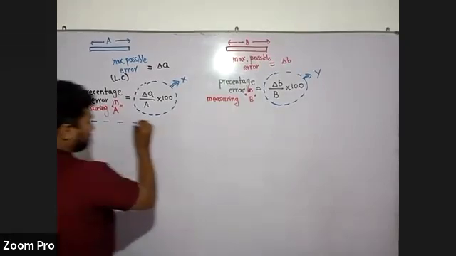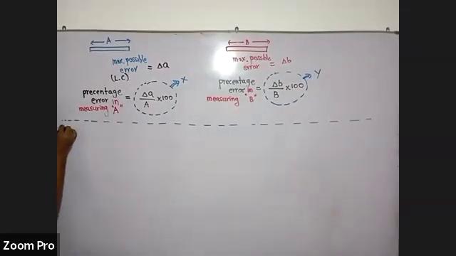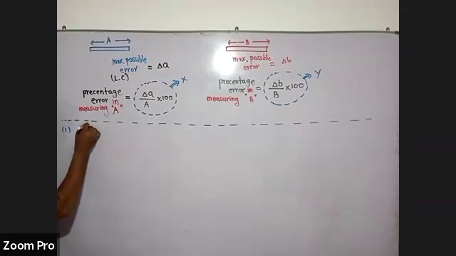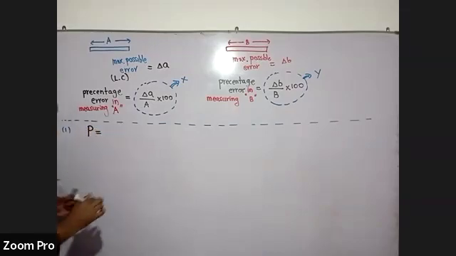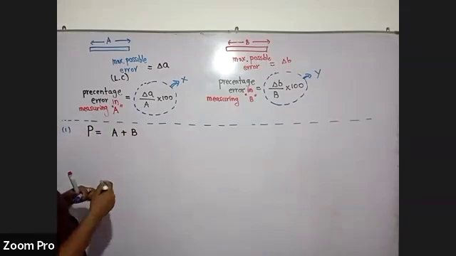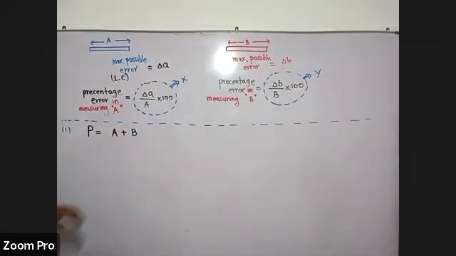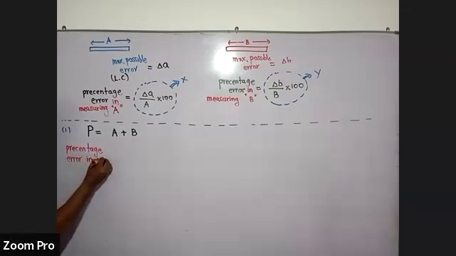Now let's come to the topic. Guys, let's assume that there's another parameter called P, and P can be obtained by adding A plus B. If someone asks to add these two together, then it can be represented as A plus B. So let's assume the percentage error in measuring P.